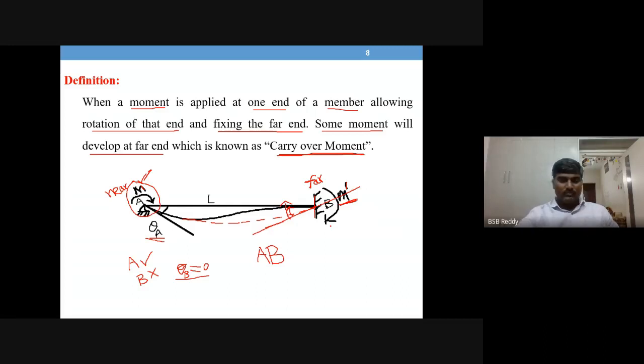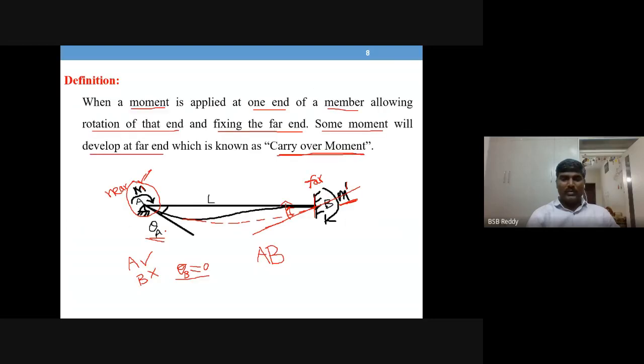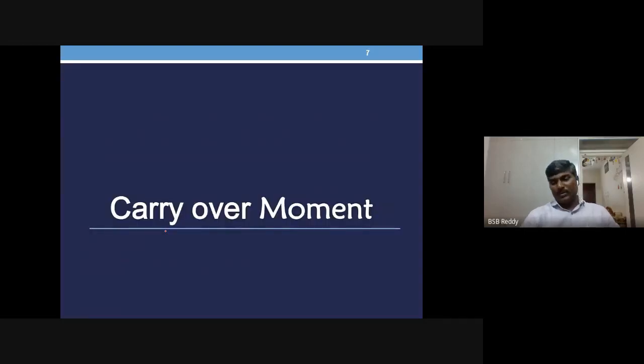Right. So what is carryover factor then? The carryover factor is called carryover moment divided by applied moment. So carryover factor means carryover moment divided by applied moment. That is called as carryover factor. So these are required for your moment distribution method, right? So this is regarding carryover moment.